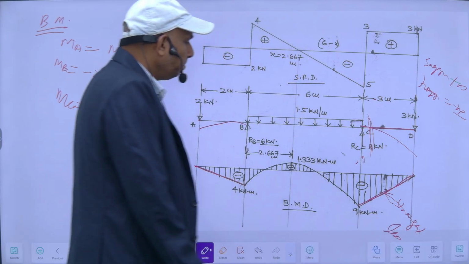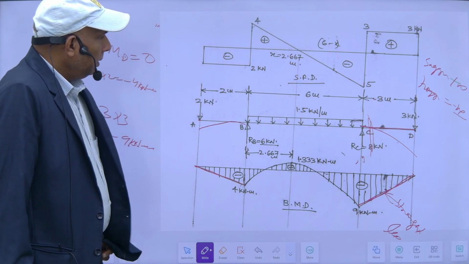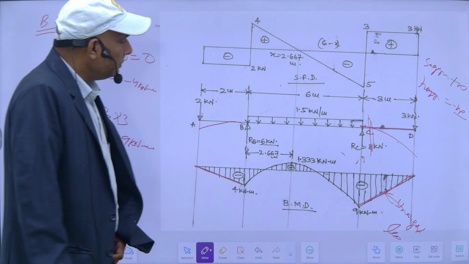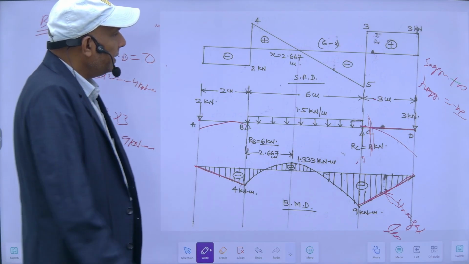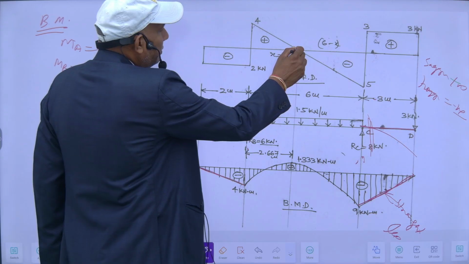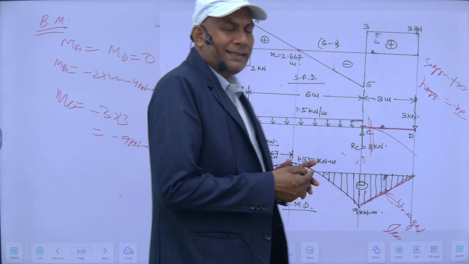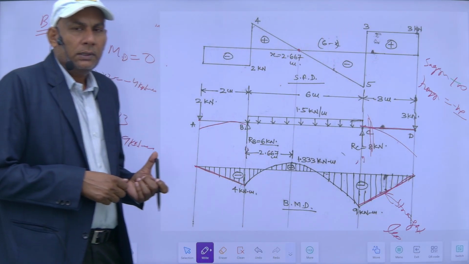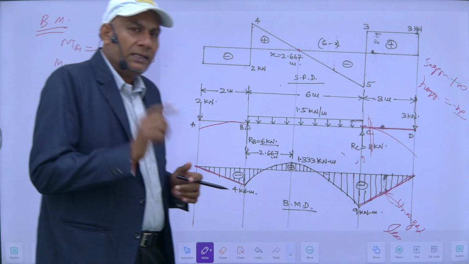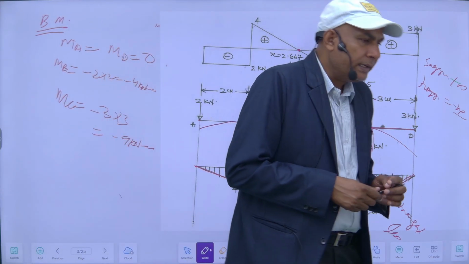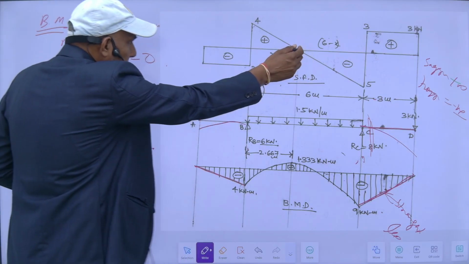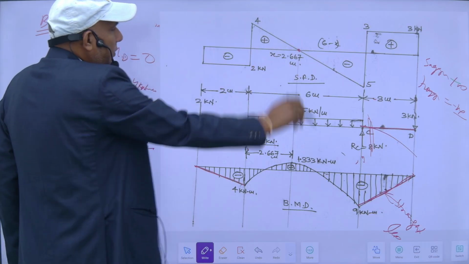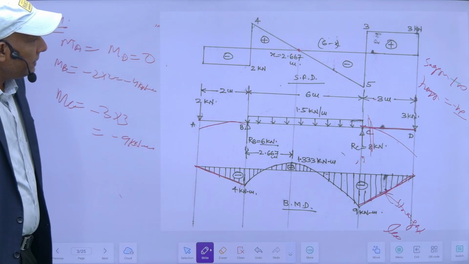Then my bending moment will be maximum where shear force is 0. Where the shear force changes its sign from positive to negative, or I can say shear force is 0, that point will give the maximum bending moment. So my shear force is 0 here, it is changing its sign. So this is the location at which bending moment is maximum.